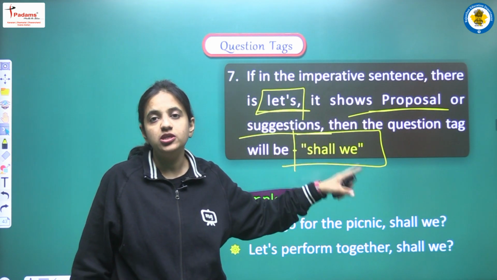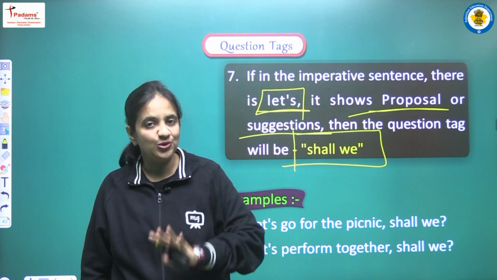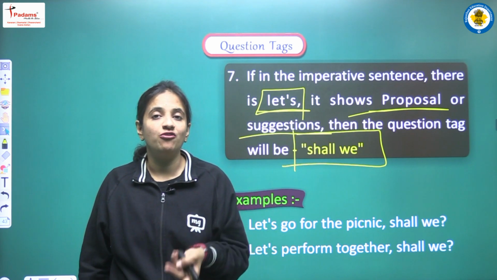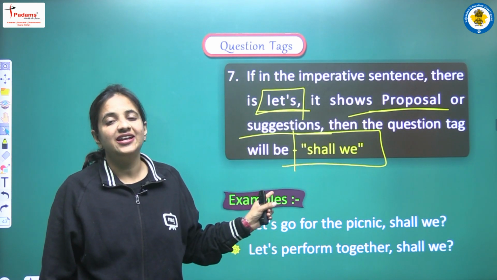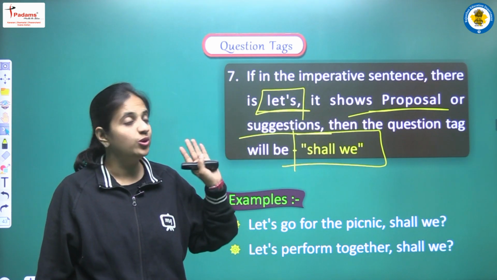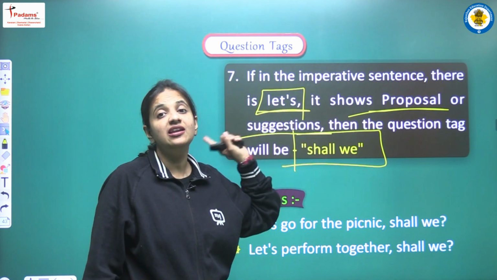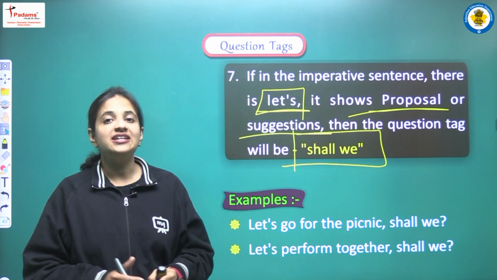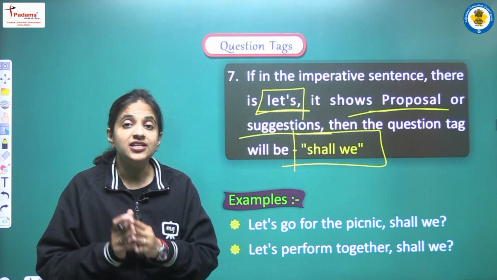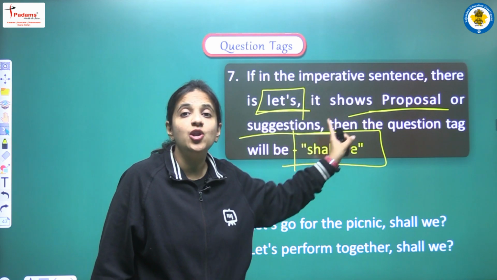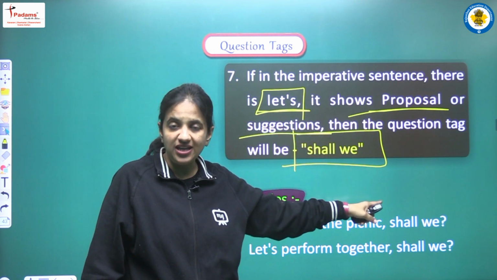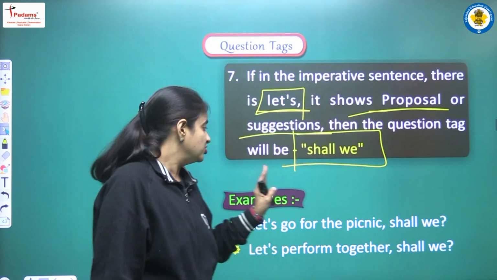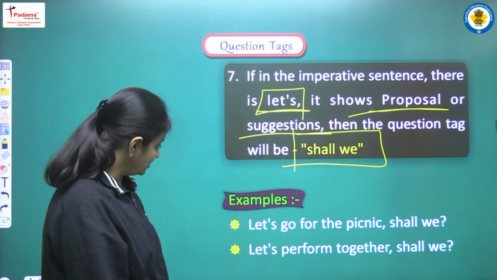Now we have to use we in the place of you, and because of we, we have to use shall in the place of will. So this is another important rule that you have to learn: if we are having let's in the beginning of the sentence, or we can say if we are having let's in the imperative sentence, then the question tag will be shall we. Now the pronoun is we, and the auxiliary verb that we have to use is shall. So let's see some examples to clear this thing.